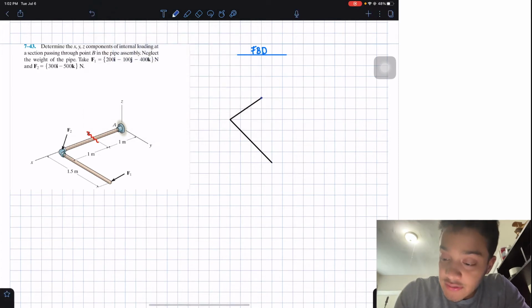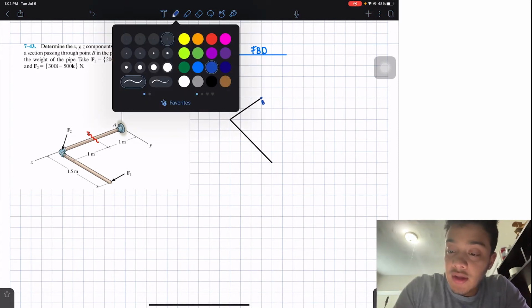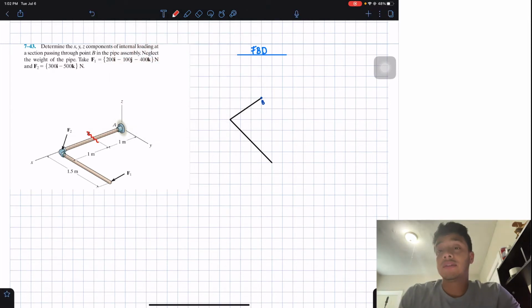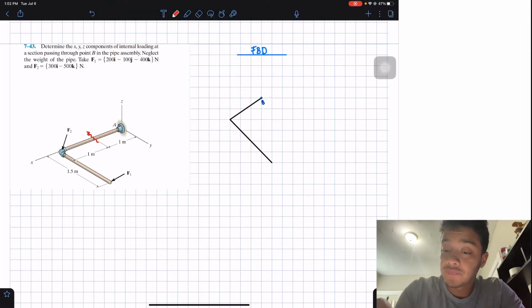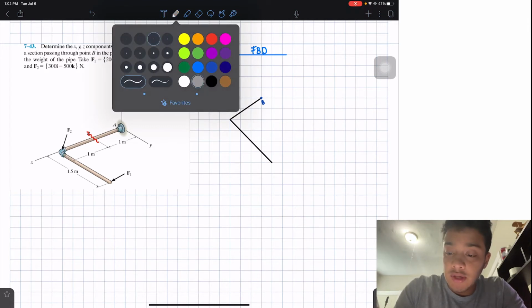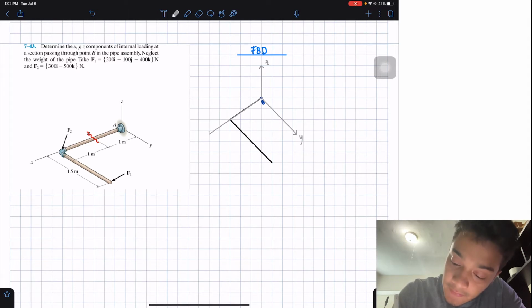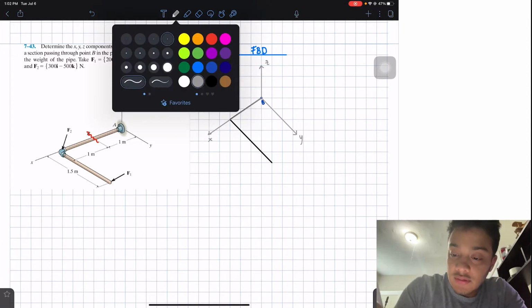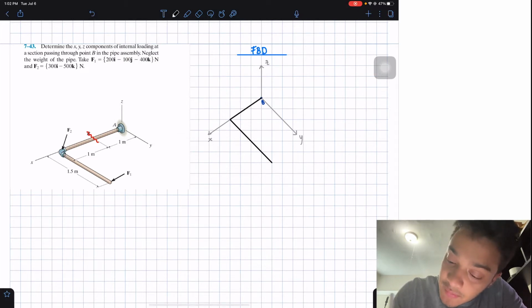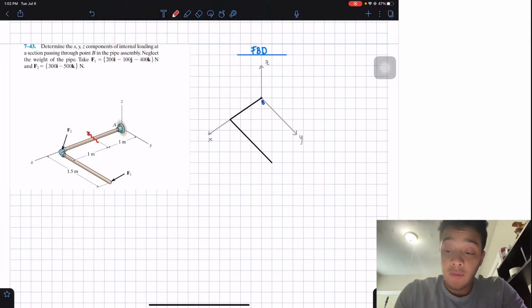So over here, as I said, this is my point B. And what are the internal forces that I will have? Well, for this problem, I would like to draw the coordinate system. So this is my z direction, then this is my y direction, and then this is my x direction. Okay, let's redraw this side of the beam like this. Okay, good.